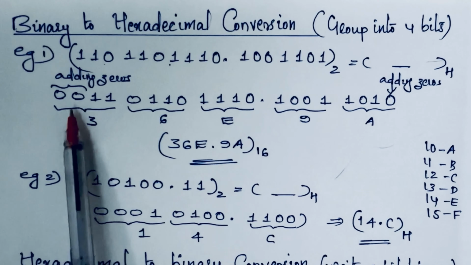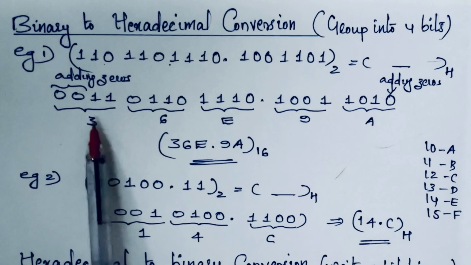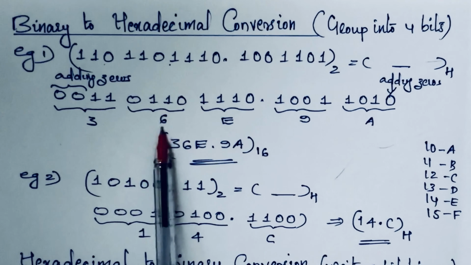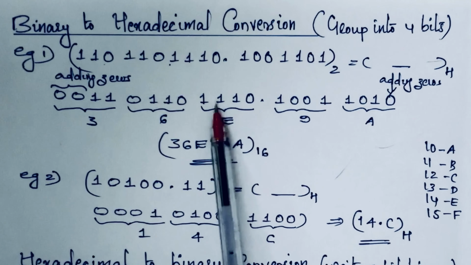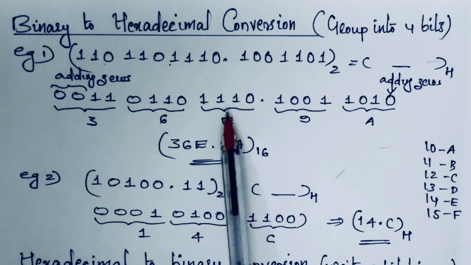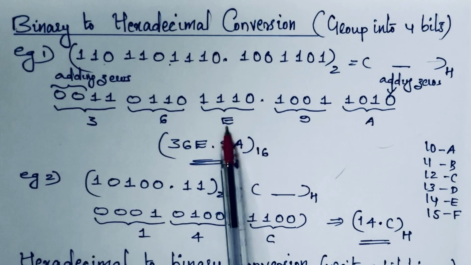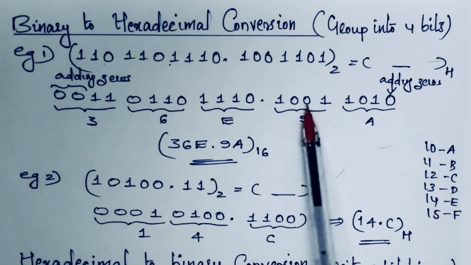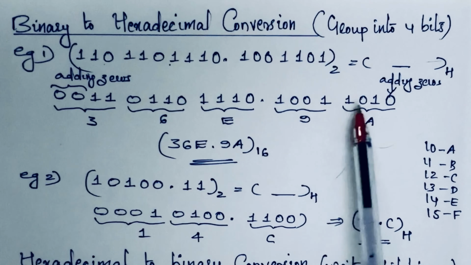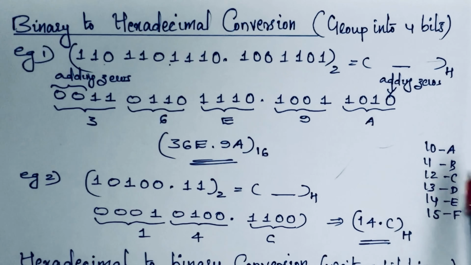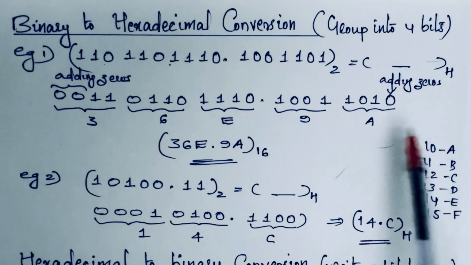So here the first group is 0011, which is equivalent to 3. Then we have 0110, which is equivalent to 6. Then we have 1110. 1110 is what? It is equivalent to 14, but in hexadecimal it is E. And after the binary point, the first number is 1001, which is equivalent to 9. Then we have 1010. 1010 is 10, but in hexadecimal it is A.